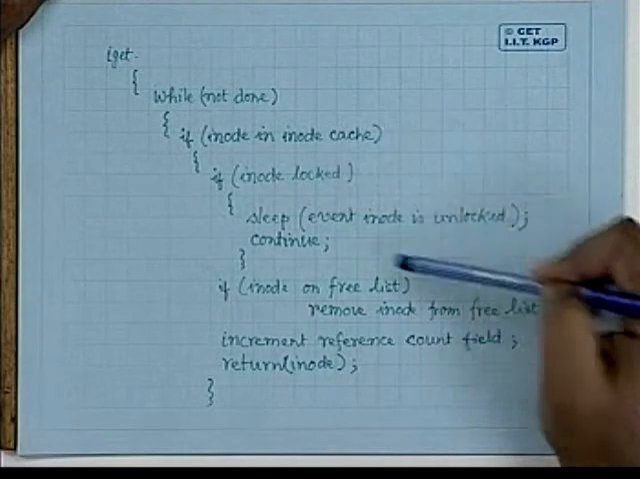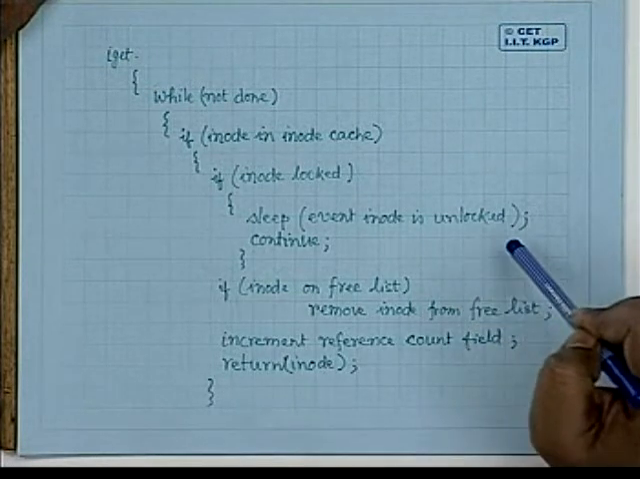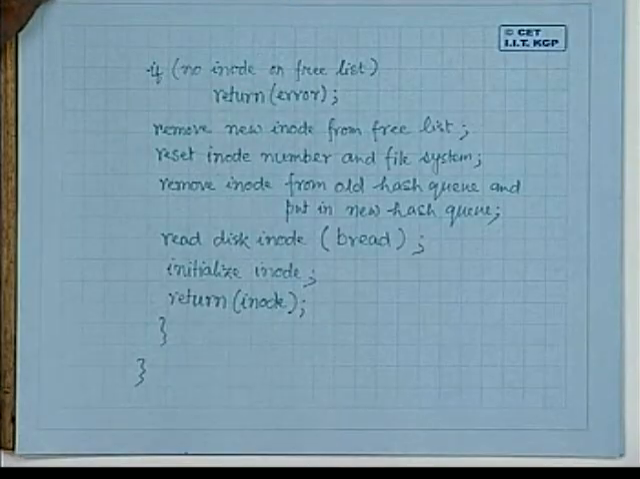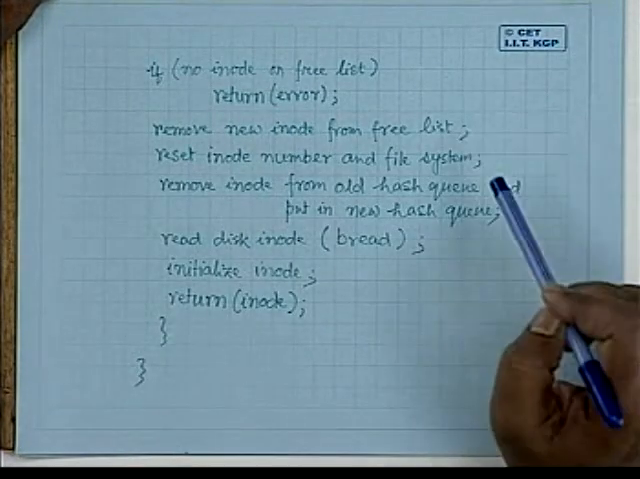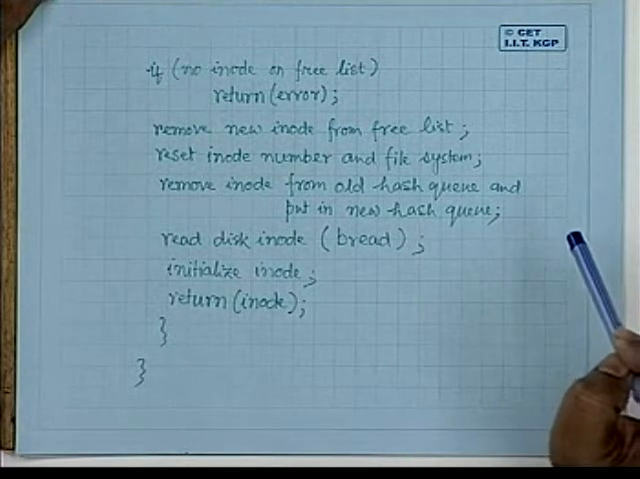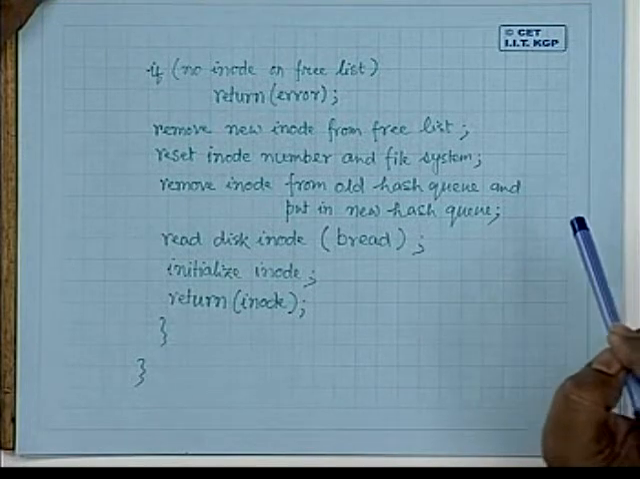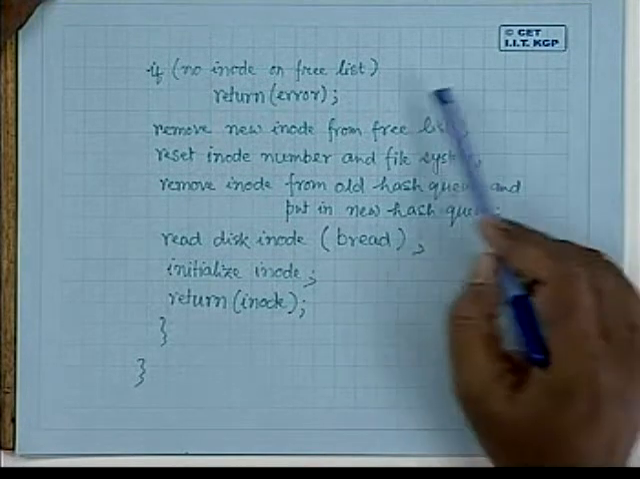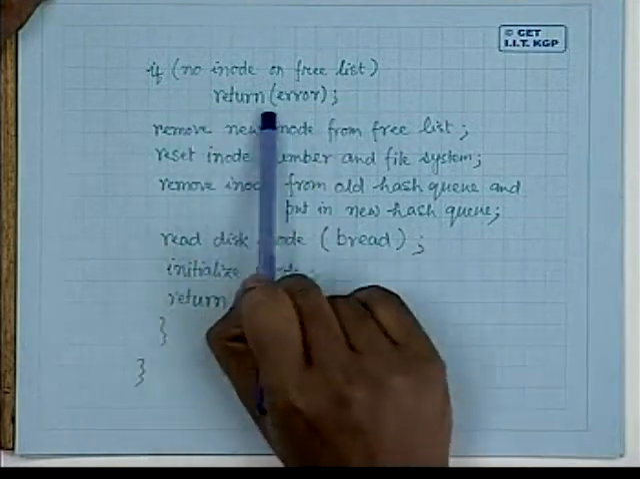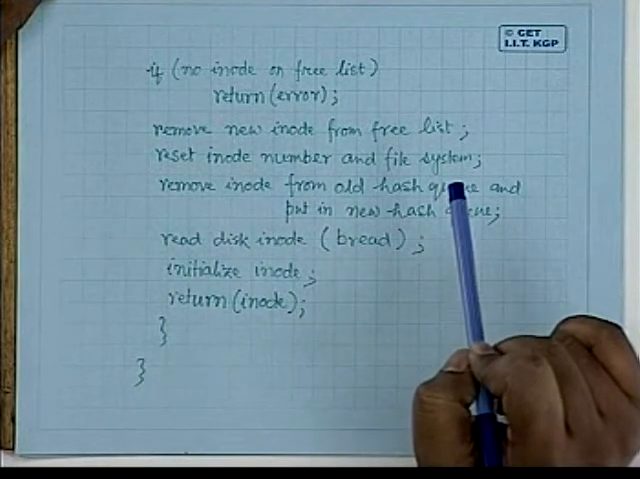If it finds the inode in the main memory, that inode will be returned to the requesting process. In case the inode is not present in the main memory, the system has to find a free inode, in case a free inode is available on the free inode list. If no inode is on the free list, the kernel will return an error message to the process that requested it.